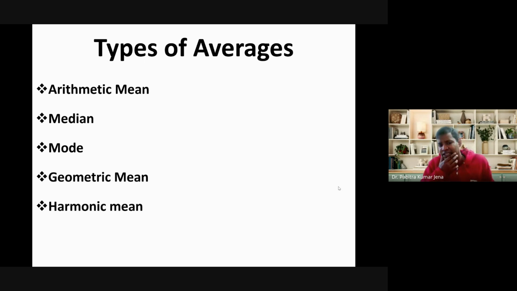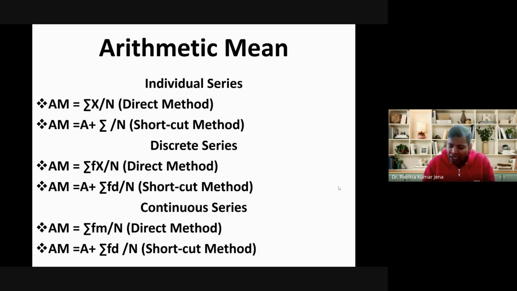There are 5 types of measure of central tendency. One is arithmetic mean, we call it simply mean. Then second is median, the third is mode, the fourth is geometric mean, and fifth is harmonic mean. The arithmetic mean is trying to calculate the average figure of a data. There are different types of series: individual series, discrete series, and continuous series. These are the formulas: summation x by n, or a plus summation d by n.